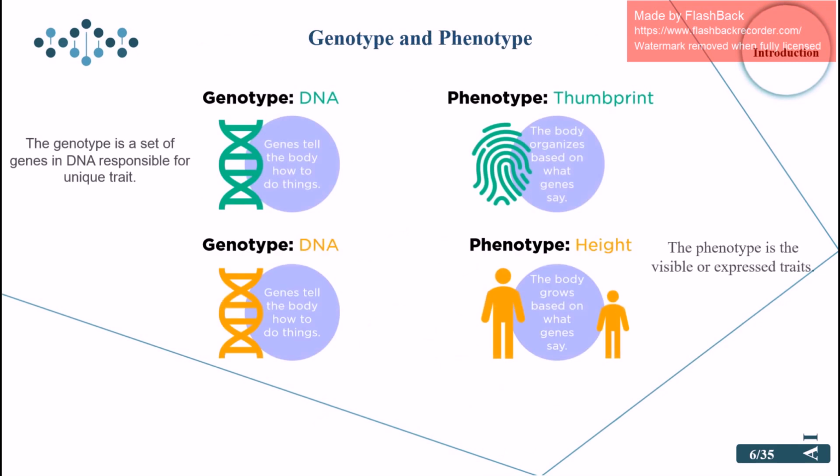Genotype and phenotype are two expressions that are widely used in this work. The genotype is a set of genes in DNA responsible for unique traits, and phenotypes are the visible or expressed traits. For example, in these examples, DNA is the genotype, thumbprint and height are phenotypes.